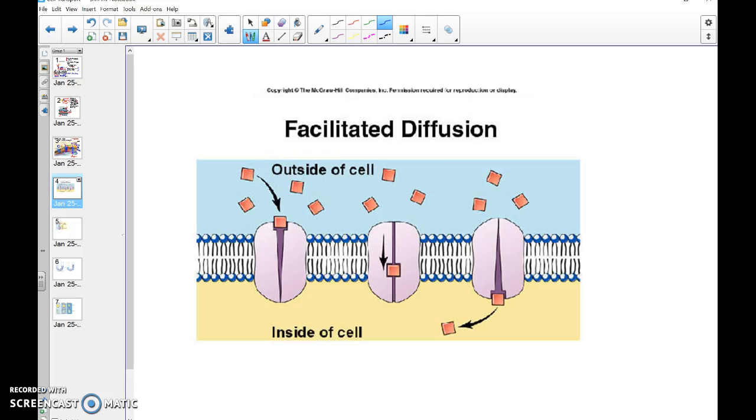All right, ladies and gentlemen. So for this presentation, what we're going to talk about are the different types of transport. In the last presentation, we talked a lot about what basically diffusion was. Now we want to talk about some of the variations that go into transport. The first thing I want to talk about is how there's two different types of transport.